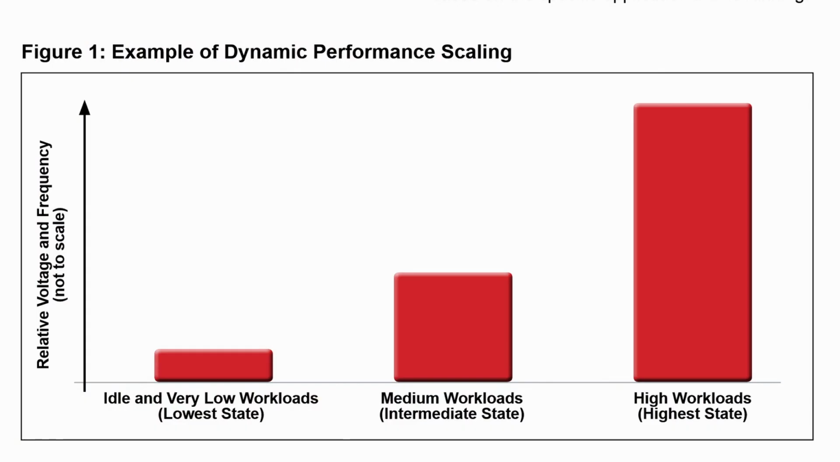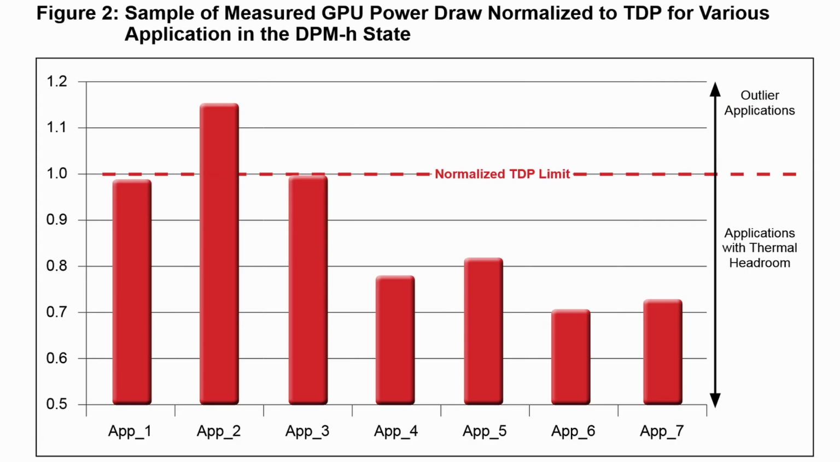Traditionally, the power states have fixed voltage and frequency. However, workloads can vary significantly in how they use the GPU. As a result, GPU power draw in the highest performance state can differ wildly depending on the specific application. If we had an unlimited power budget, this would be no problem. But unfortunately, we're always power limited.